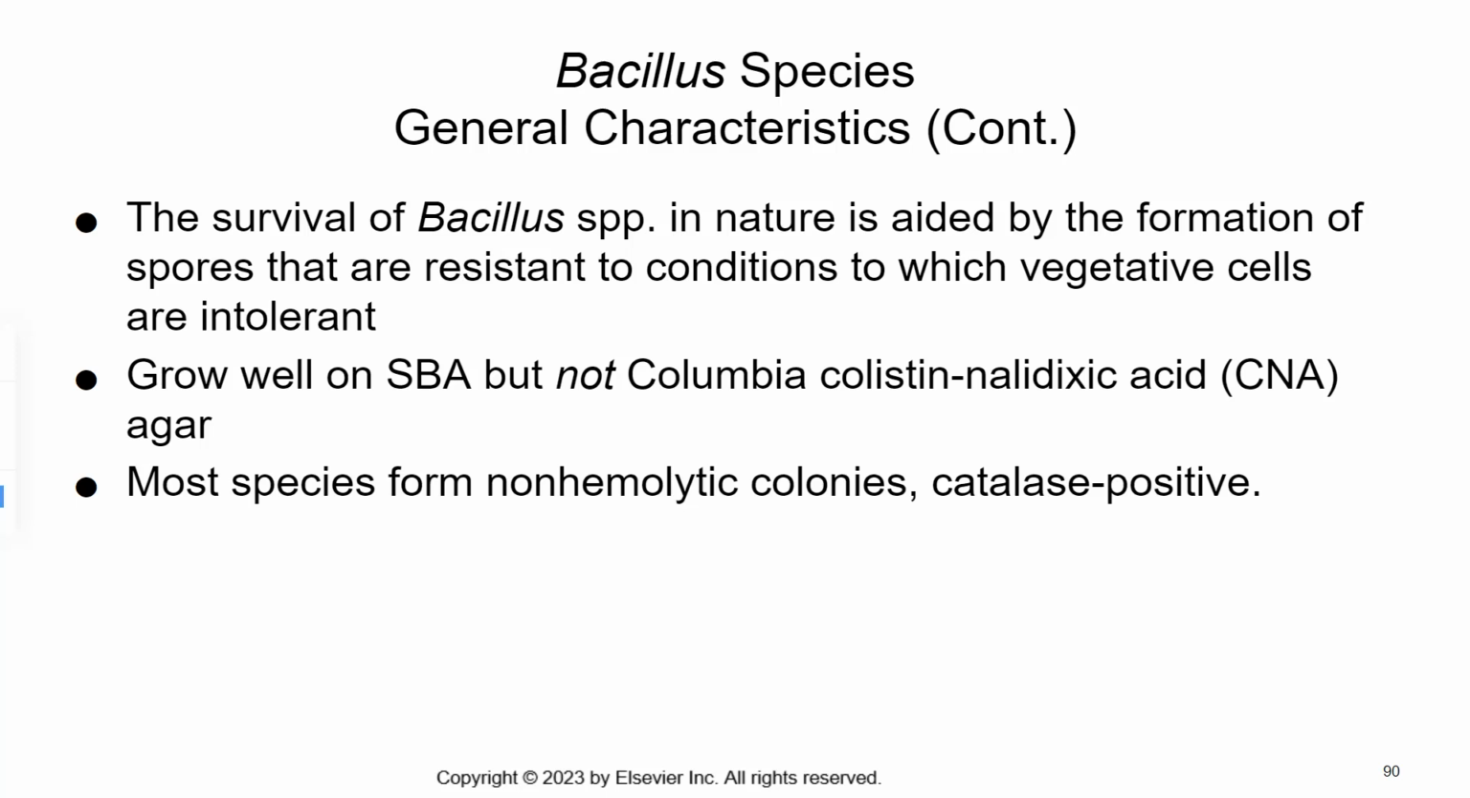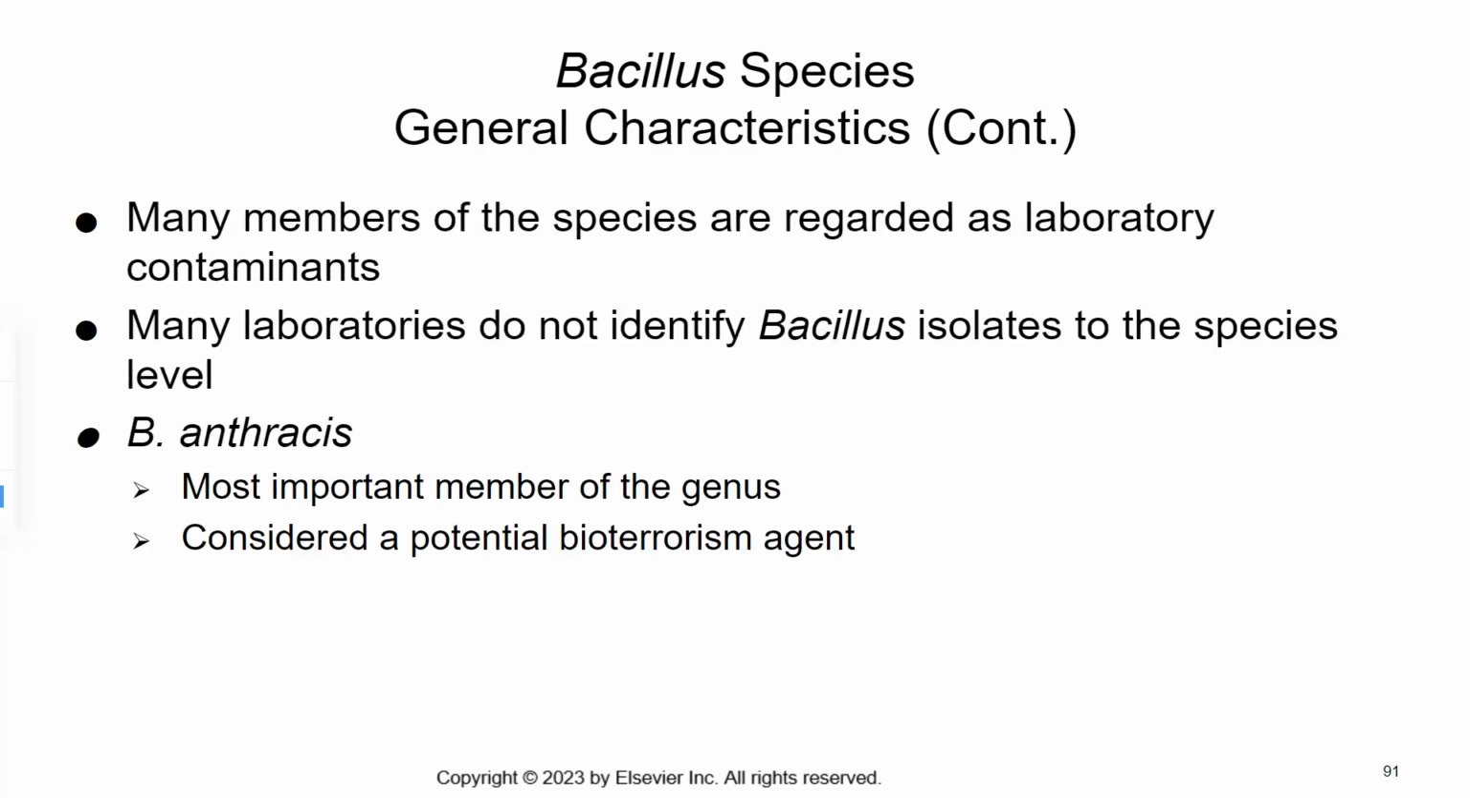They grow well on SBA but not on Columbia colistin nalidixic acid agar, CNA agar. Most species form non-hemolytic colonies and they're catalase positive. Many members of the genus are regarded as laboratory contaminants. Many laboratories do not identify Bacillus isolates to the species level, except for Bacillus anthracis. This is the most important member of the genus and is considered to be a potential bioterrorism agent.